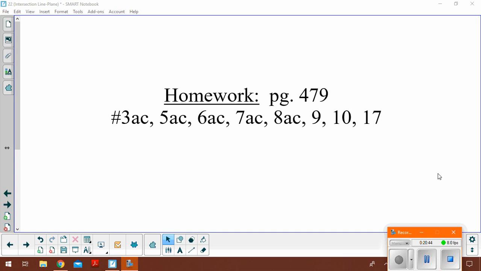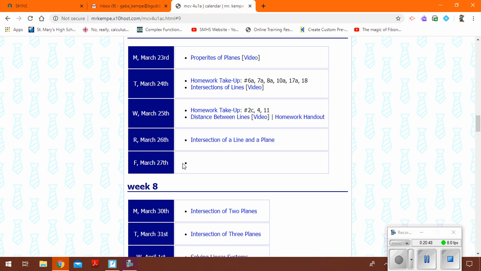Oh, and one last thing before I forget, if you're looking at the calendar, you might know that I left Friday's date blank here. I'm going to leave that there, so I'm not going to do a new lesson tomorrow. We'll start the new lessons next week. However, I will still post a homework take-up video. So send me your homework questions, and I will answer those and post those here.